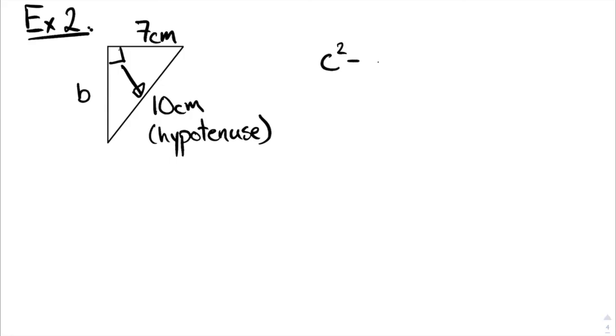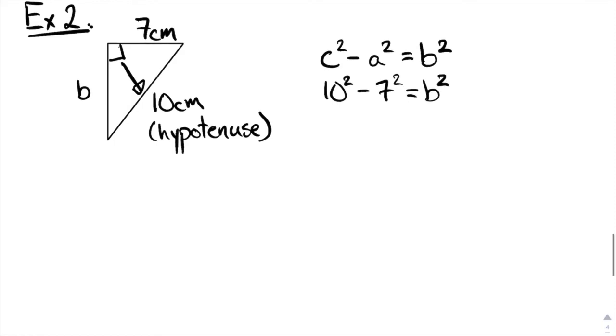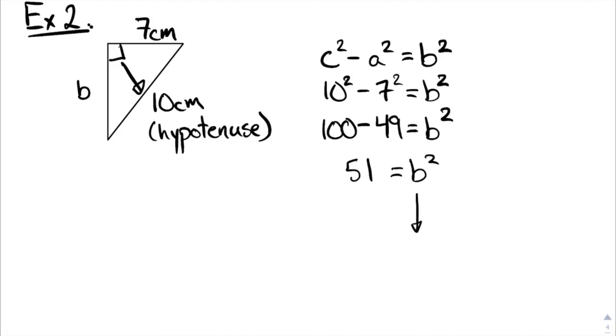So I'm going to use the c squared minus a squared equals b squared. Replace the c with 10, the a with 7, and now it's just 10 squared minus 7 squared. 10 squared is 100, 7 squared is 49, so that's 100 minus 49 equals b squared. 100 minus 49 is 51, which is equal to b squared. Again, I don't want to know what b squared is, I want to know what b is. So I'll take the square root of both sides, and I'm left with the square root of 51.